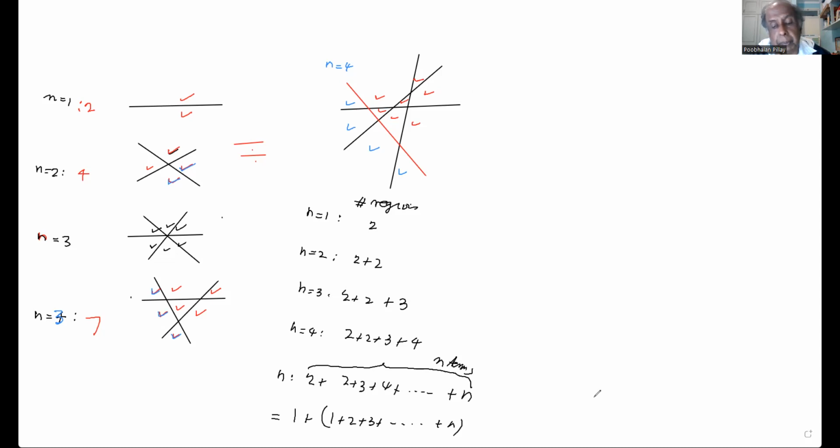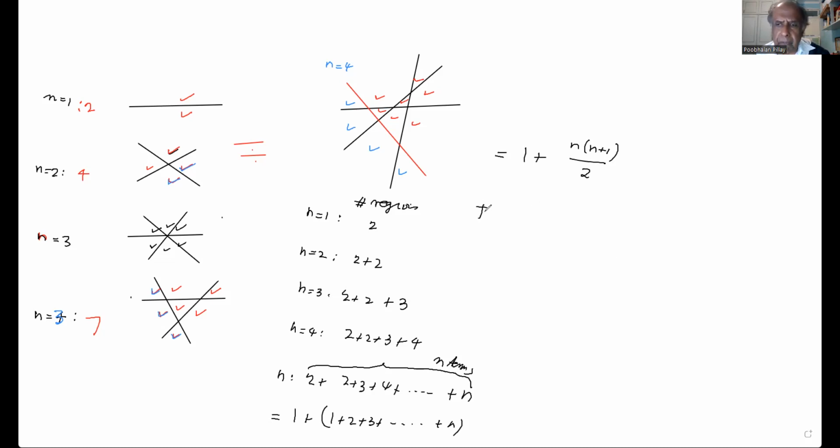so that's the answer to the problem. The maximum number of regions is this quantity, and we know what this is equal to because the sum of the first n natural numbers, as we saw, is n into n plus 1 over 2. So that is the answer to the problem. The total number of regions that you get is 1 plus n into n plus 1 over 2.